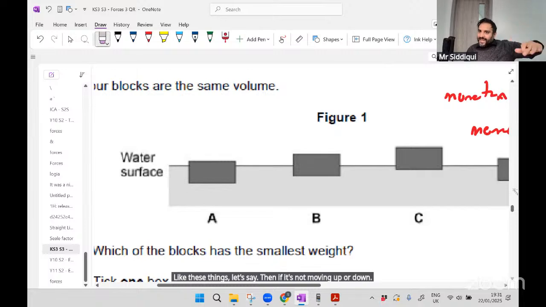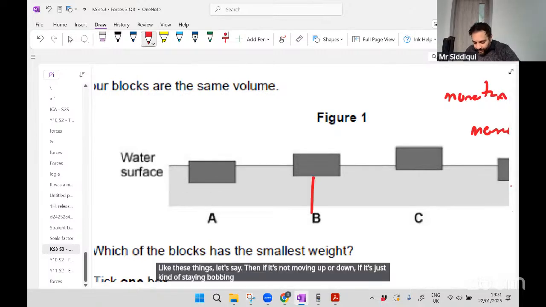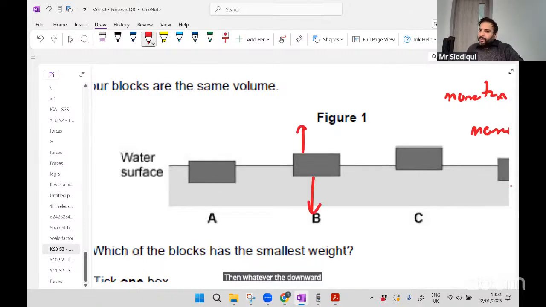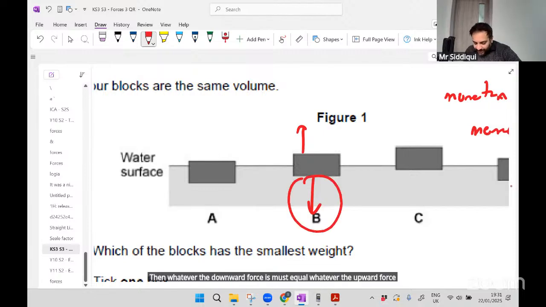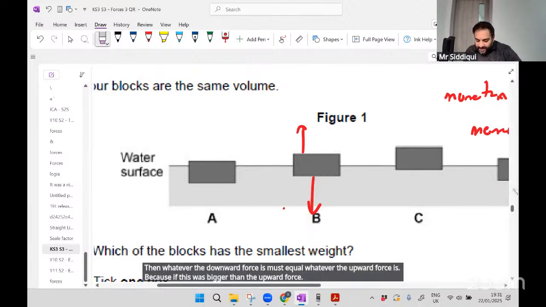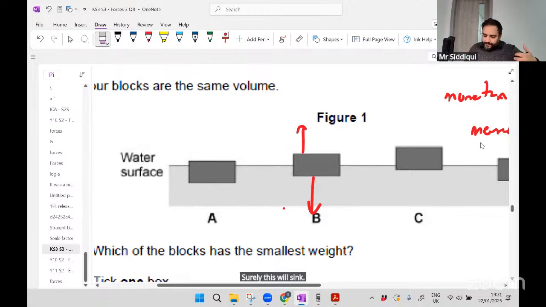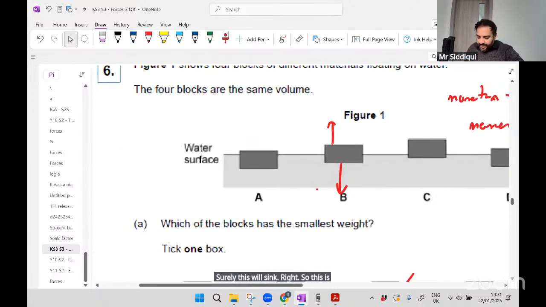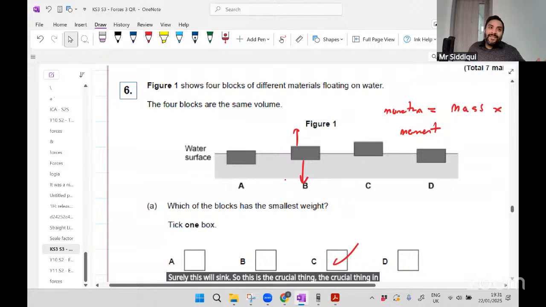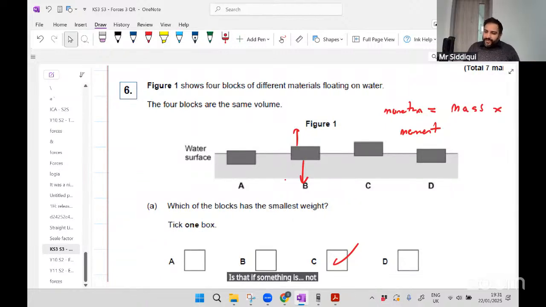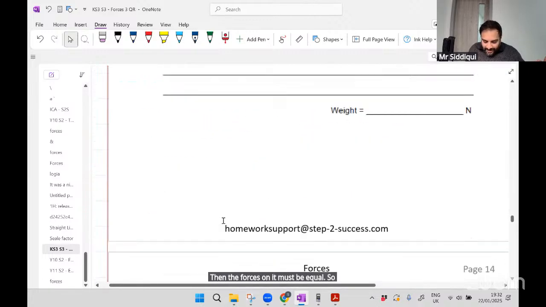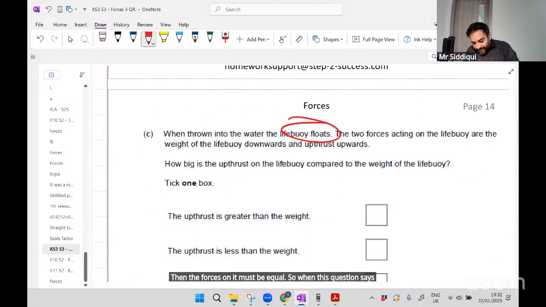If it's just staying bobbing where it is, then whatever the downward force is must equal whatever the upward force is. Because if this was bigger than the upward force, surely this would sink, right? So this is the crucial thing. The crucial thing in forces generally is that if something is not moving or moving at a constant speed, in other words, it's not getting faster or slower, it's just staying as it is, then the forces on it must be equal.